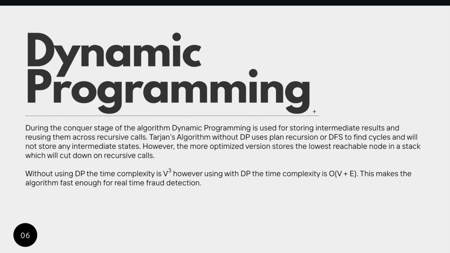The dynamic programming, as I said, mainly falls in the conquering stage. During the conquering stage of the algorithm, dynamic programming is used to store the intermediate results and avoid recomputing the recursive calls over and over again. Without dynamic programming, it's no better than the brute force approach, with a time complexity of V cubed. However, using dynamic programming, it drastically cuts this in half, or even more than half, and it leaves just a big O of V plus E, which makes this algorithm fast enough for real-time fraud detection.